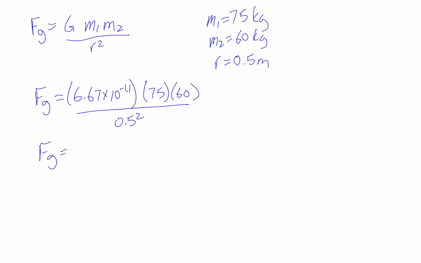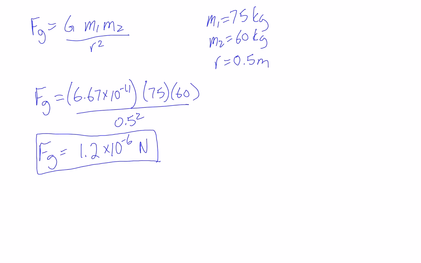So if we go 6.67 times 10 to the negative 11 on your calculator, use the EE button. All you have to do is type in 6.67 EE negative 11. You don't need to put the times 10 in. And then times that by 75, times it by 60. It equals, divided by 0.5 squared, gives us an answer of 1.2 times 10 to the negative 6 newtons. Okay, so any two people, 75 kilograms and 60 kilograms, standing half a meter apart, are going to have 1.2 times 10 to the negative 6 newtons.